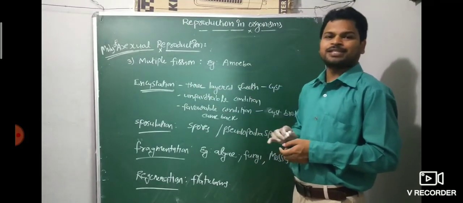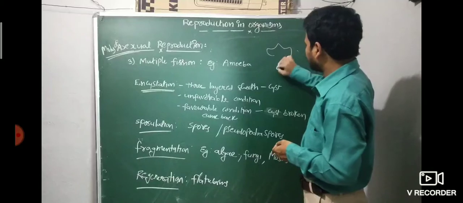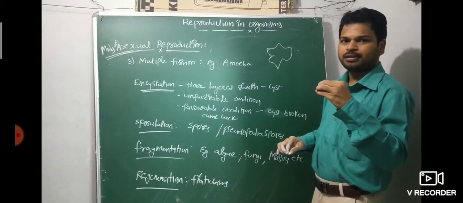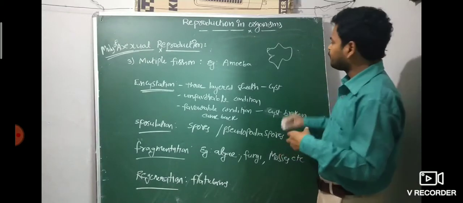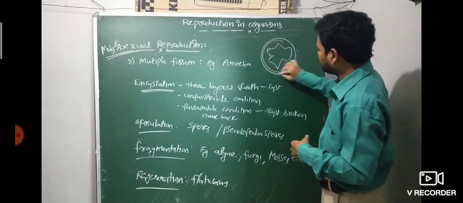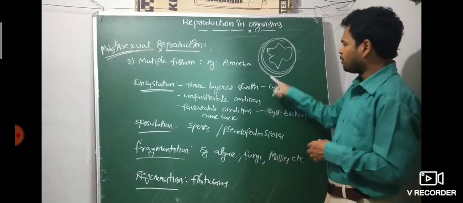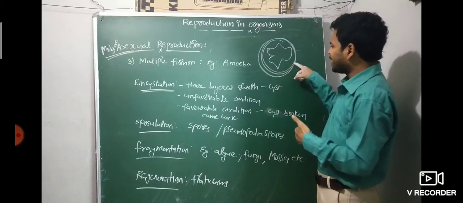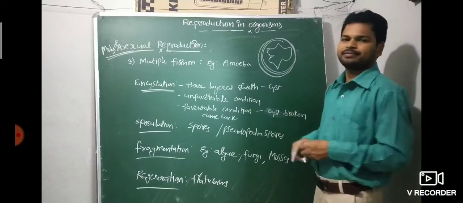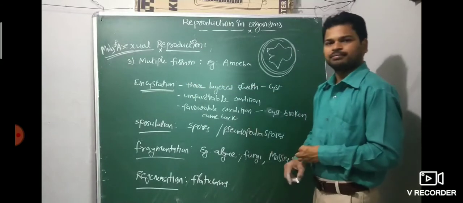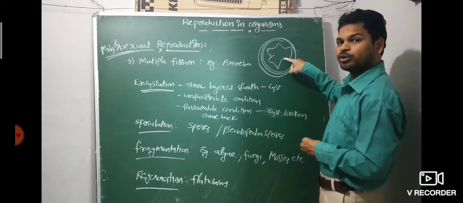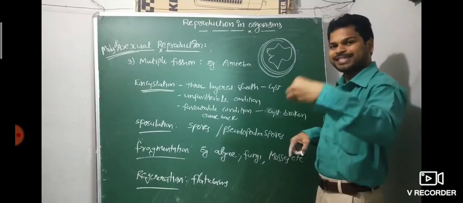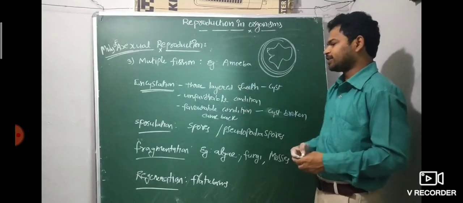Next, encystation. For example, this is an amoeba. During unfavorable condition, it is unable to grow easily. During unfavorable condition, amoeba develops around itself a 3-layered sheath: 1, 2, 3. This 3-layered sheath is called a cyst. This phenomenon is called encystation.